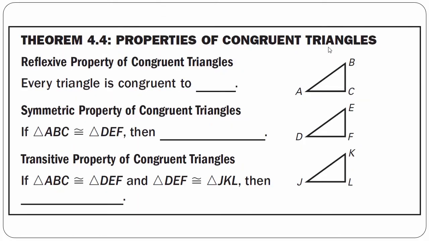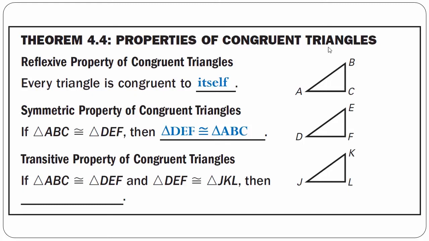Theorem 4.4, Properties of Congruent Triangles. Reflexive property of congruent triangles. Every triangle is congruent to itself, meaning that triangle ABC is congruent to triangle ABC. Symmetric property of congruent triangles. If triangle ABC is congruent to triangle DEF, then we can switch places and say that triangle DEF is congruent to triangle ABC.